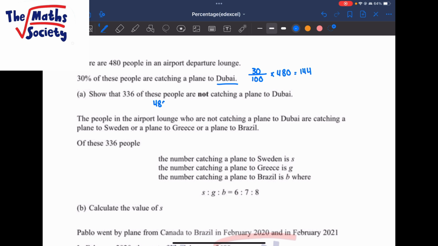So that's 480 minus 144. You'll have 336, and these are not catching a plane to Dubai.